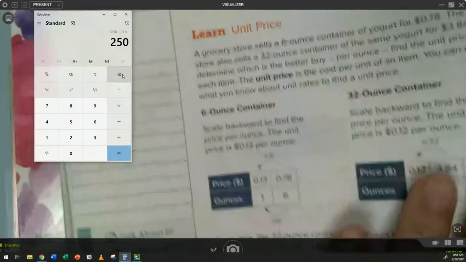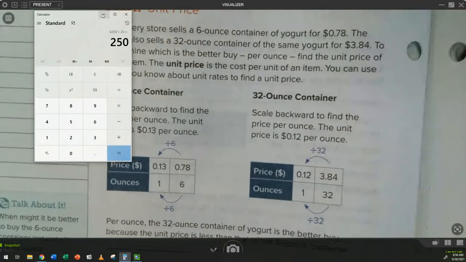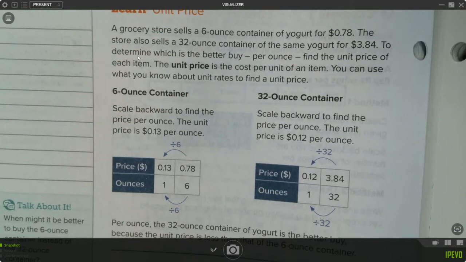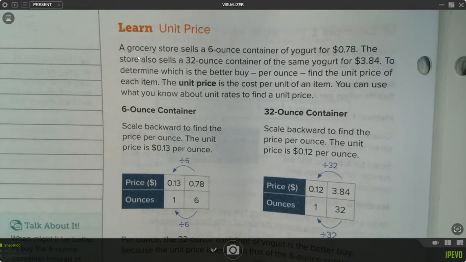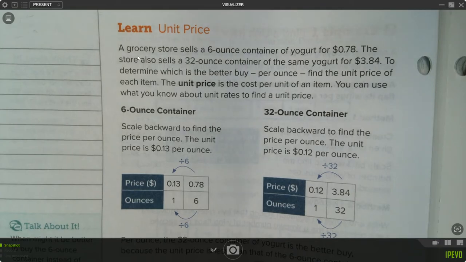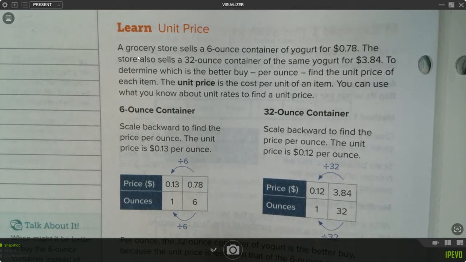Now, we also deal with this in unit price. So when you go to the grocery store, you will often see this kind of thing. It says a grocery store sells a 6-ounce container of yogurt for 78 cents. The store also sells a 32-ounce container of the same yogurt for $3.84. To determine which is the better buy per ounce, find the unit price of each item.